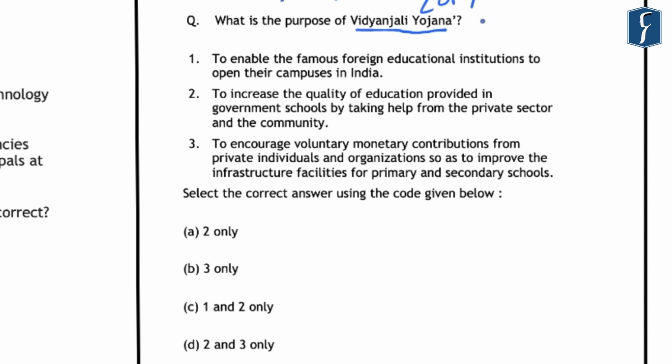Now, if you look at this question which was asked in 2017, it requires us to identify the purpose of this Vidyanjali Yojana. So regarding the purpose of Vidyanjali Yojana, it was to increase the quality of education provided in the government schools by taking help from the private sector and the community. And the main aim of this program was to bring together people who are willing to volunteer their services at the schools which really need them. And hence the correct answer there was A, that is 2 only.